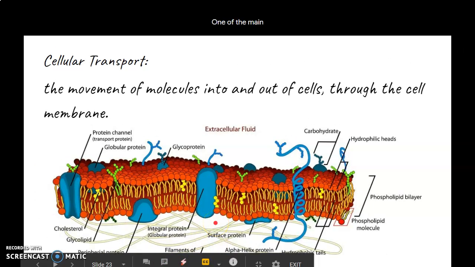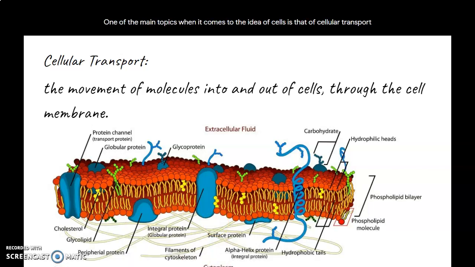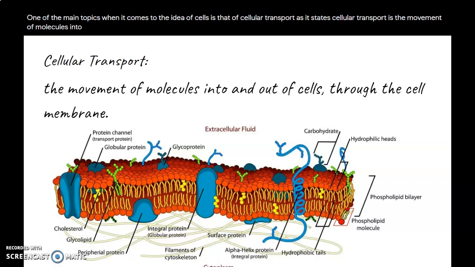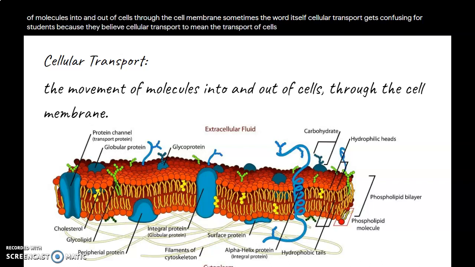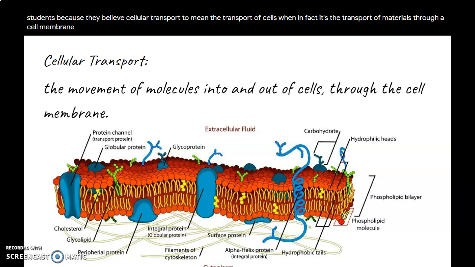One of the main topics when it comes to the idea of cells is that of cellular transport. As it states, cellular transport is the movement of molecules into and out of cells through the cell membrane. Sometimes the word itself, cellular transport, gets confusing for students because they believe cellular transport to mean the transport of cells, when in fact it's the transport of materials through a cell membrane into and out of those cells.